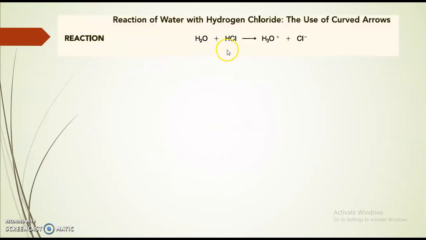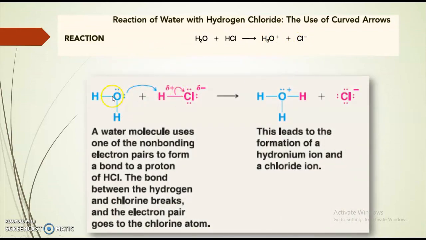Let's see a reaction between water and HCl, giving hydronium and chloride anion. How can you represent the curved arrow in this reaction? You can represent it like this. Here the water molecule uses one of its non-bonding electron pairs. So this is acting as a nucleophile, forming a bond to a proton. So this proton is acting as an electrophile. The bond between hydrogen and chlorine breaks, and the electron pair goes to the chlorine atom.